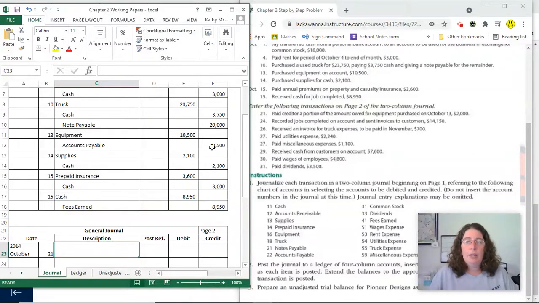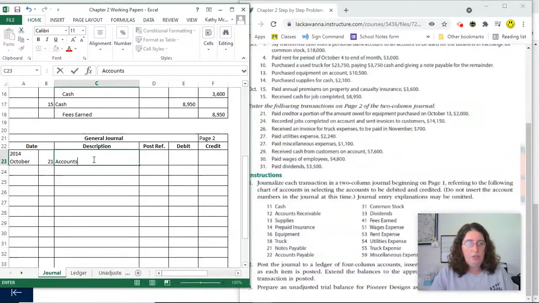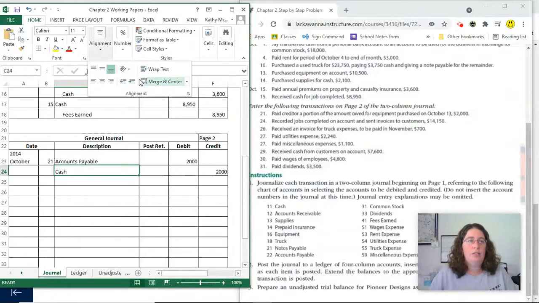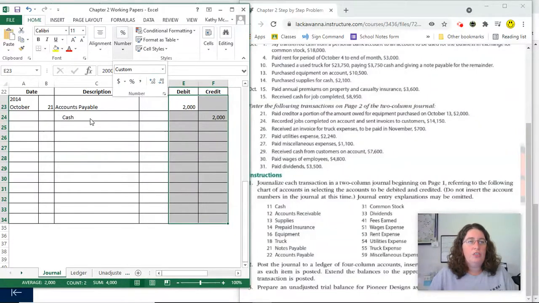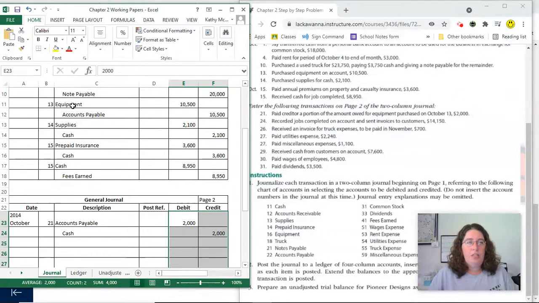Now, accounts payable increases on the credit side. It decreases on the debit side. So we are going to debit accounts payable for that $2,000. And it says we paid the creditor that amount. So we're going to credit cash for $2,000. Keeping in mind that we did not, under any circumstances, do anything to the word equipment. We did not touch that account at all. We recorded the receipt of equipment right here on page 1. Now we're recording partial payment of that equipment. It has nothing to do with the asset account.